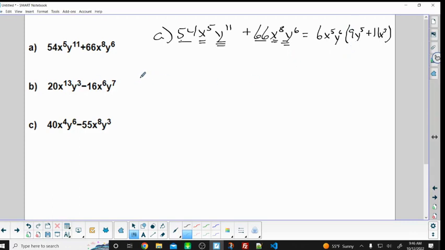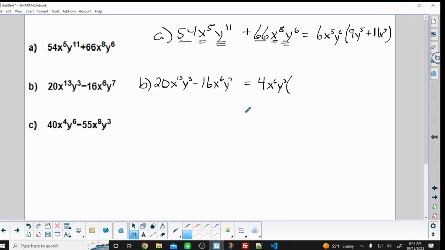Let's do this one. I'm going to scoot over here so I have a little bit more room. I have 20x^13y^3 minus 16x^6y^7. Let's look at our coefficients first, 20 and 16. The greatest common factor between 20 and 16 is going to be 4. Now let's look at the x's. x to the 13th, x to the 6th. So I'm going to pull out an x to the 6th. Then we have y to the 3rd and y to the 7th. I'm going to pull out that y to the 3rd, since both of them have a y to the 3rd in them.